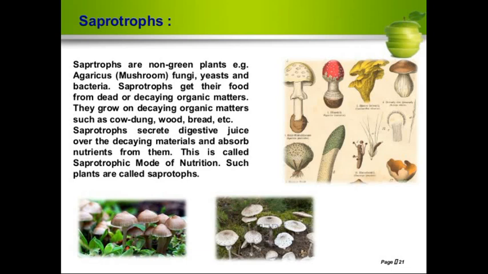So today we have studied examples of saprotrophs. One is mushroom. Another name for mushroom is agaricus. The second one is fungus. And the third one is yeast and bacteria. These are performing saprotrophic mode of nutrition, that means they are growing on dead and decaying matter.